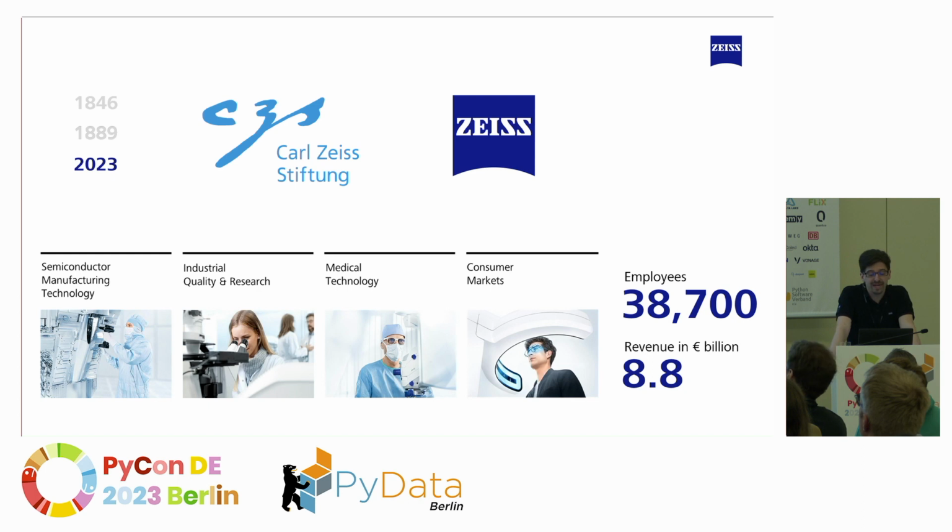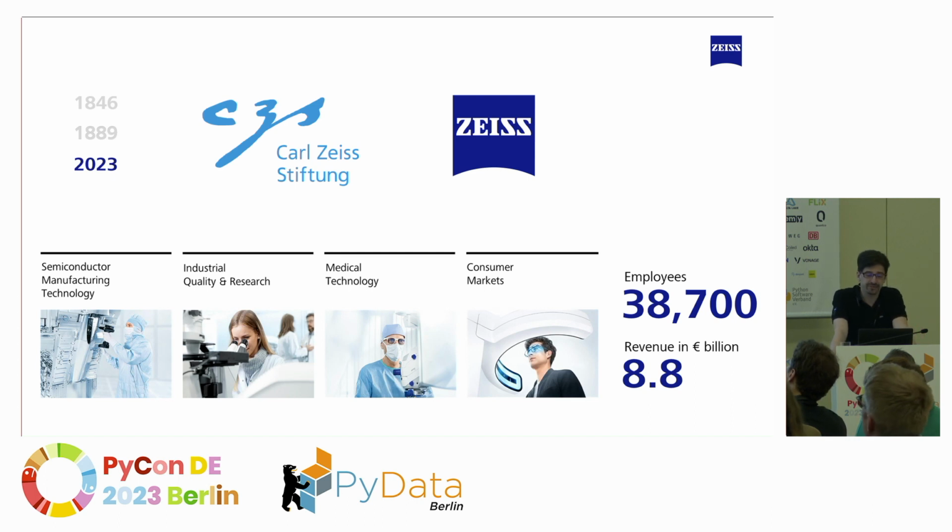For example, consumer markets, these are lenses. Not everyone wears a lens, but everybody watches movies, and among other things, we produce high-quality cinema lenses, and a lot of Hollywood blockbuster movies are made with Zeiss lenses. Second thing is industrial quality and research. You maybe have used a microscope from Zeiss at some point, probably not, but you all have been sitting in cars, and very many car manufacturers use our surface measurement technologies to measure the shapes of their cars.